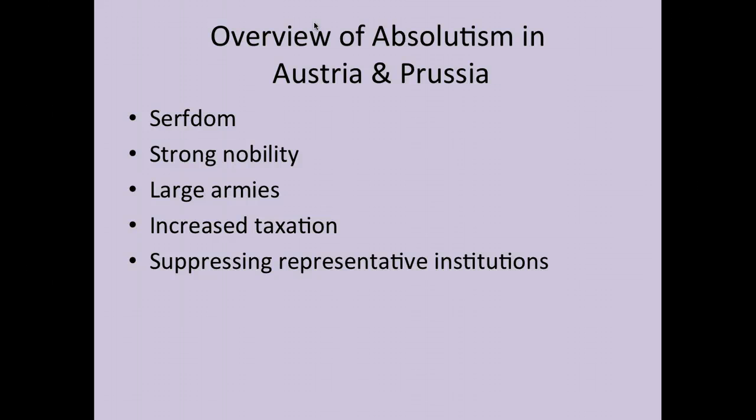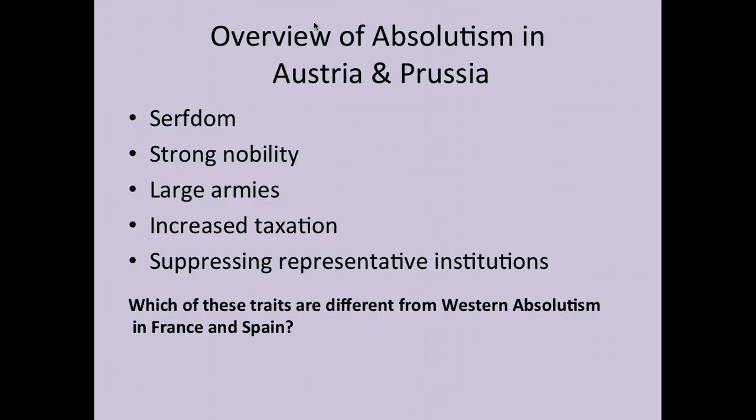Okay, so overview of absolutism in Austria and Prussia. There's still serfdom, which means that peasants are basically enslaved. They have a strong nobility, which is not good for them, right? Which we learned from Western absolutism because we want to push that down. Large armies, increased taxation to feed those armies, and then suppressing representative institutions. So no constitutionalism is happening. So think about which of these is different from Western absolutism.